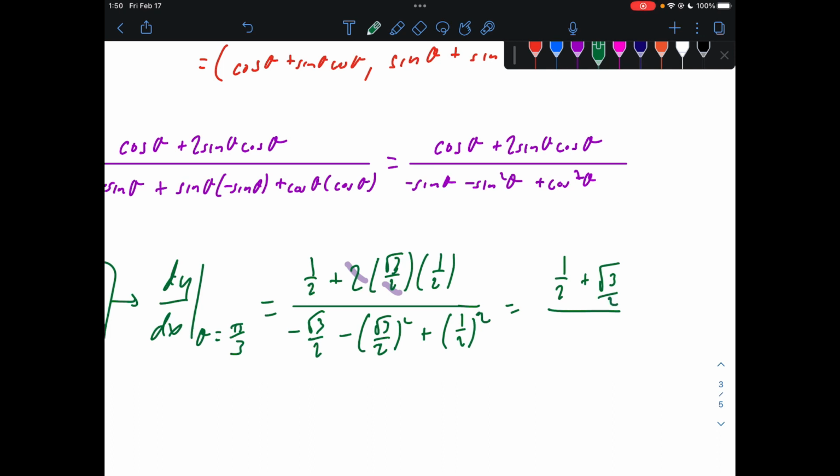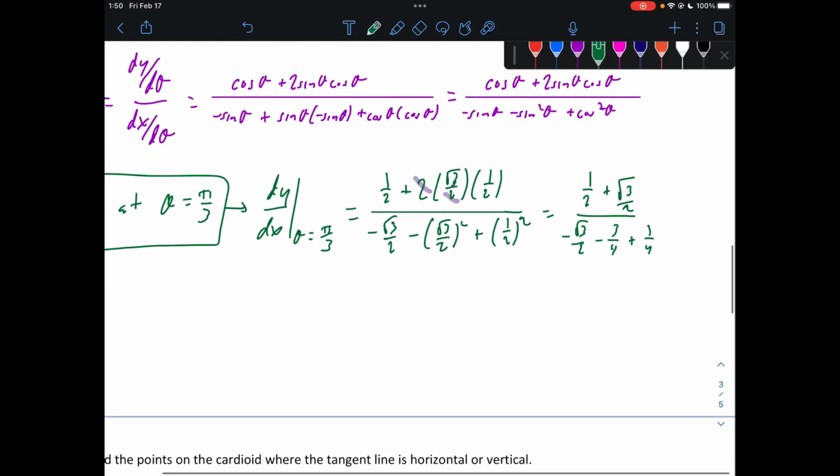It's actually root 3 over 2. Sorry about that. So root 3 over 2. And then we have negative root 3 over 2 minus 3/4 plus 1/4. All right, now really our goal is just to simplify that down as much as we can. So let's see, that would be 1 plus root 3 over 2 over negative 2 root 3 over 4.